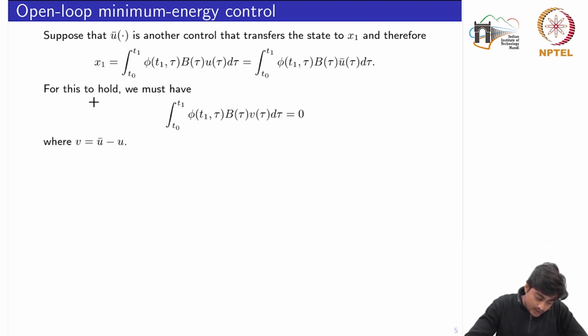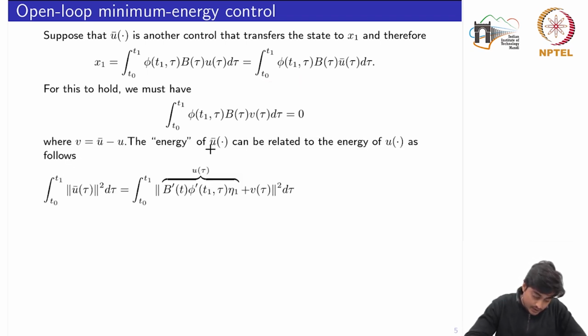So for this to hold, we must have phi(t1, tau) B(tau) v(tau) integrated equal to 0, meaning to say, if I take this part onto the left hand side, I would have u minus u bar. So that signal we have denoted by v. So v is either u bar minus u or u minus u bar.